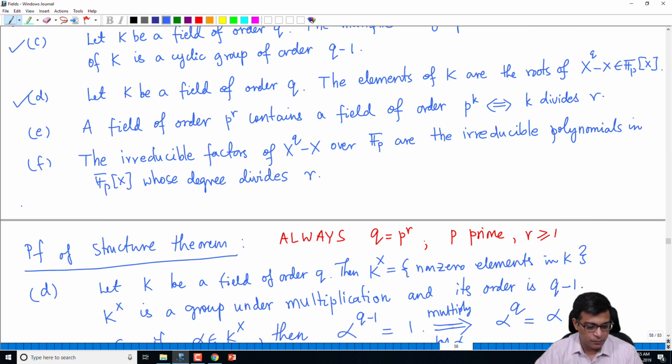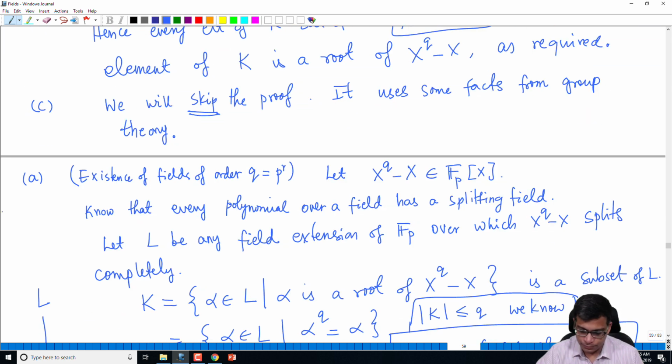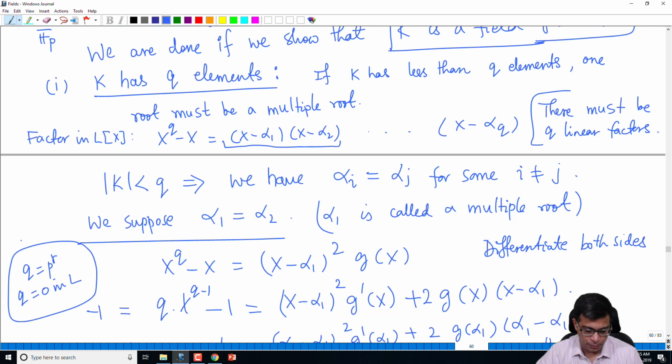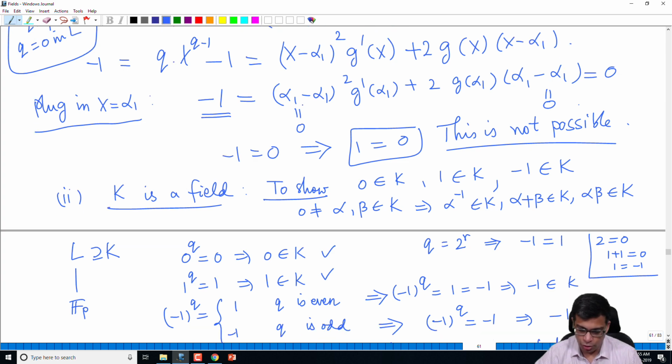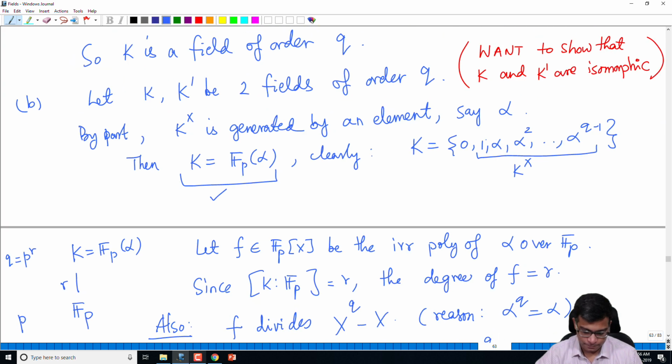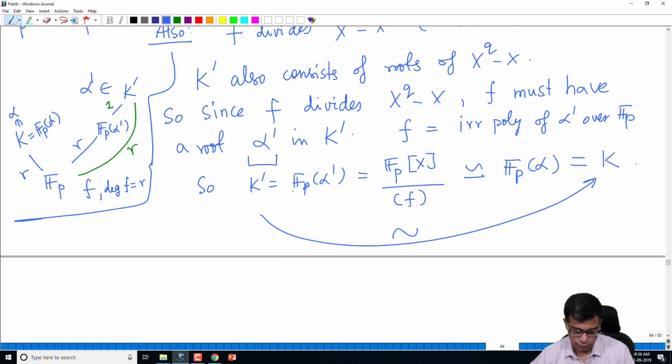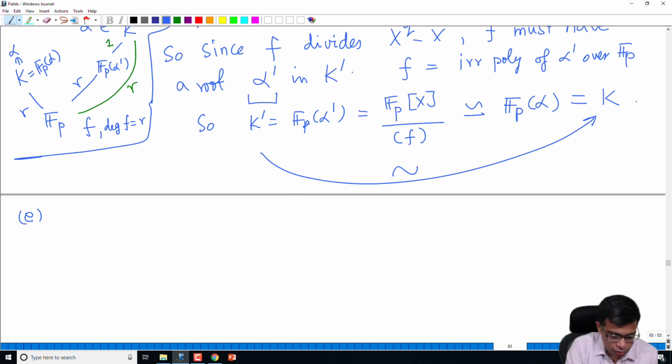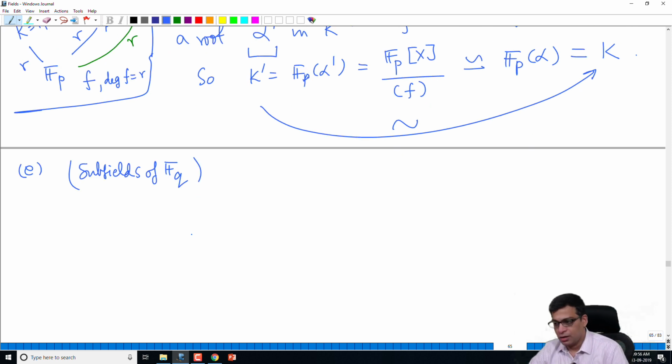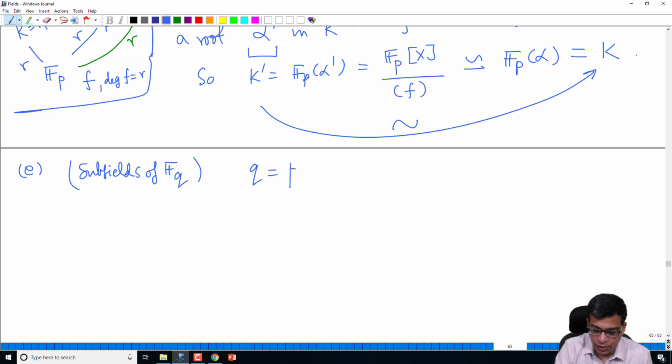So that leaves two parts. I am going to go fast over these, and I would rather give examples to illustrate this instead of proving this, because the proof can get a bit tricky. So instead of proving both directions, I will prove some parts of it. So let's now come to E. E was talking about subfields of Fq.